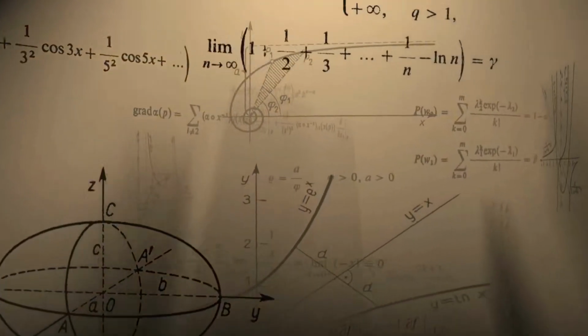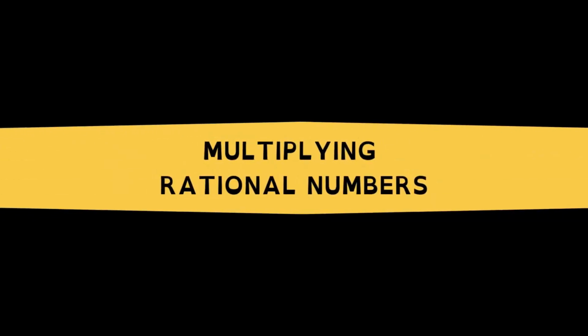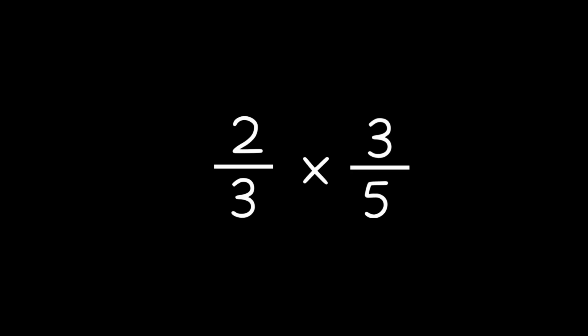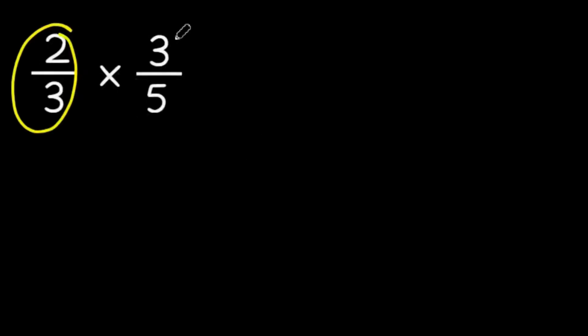Let's start with some fascinating examples to understand multiplication with rational numbers better. Imagine we have the rational numbers 2 thirds and 3 fifths. How do we multiply them? To multiply 2 thirds and 3 fifths, we simply multiply the numerators 2 and 3.